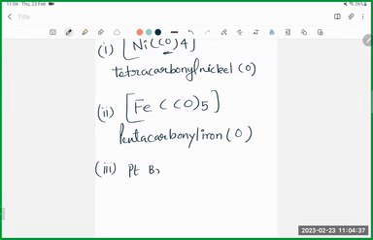Pt, Br, Cl. No, change it a little, because that will be a little lengthier for you. Pt, Cl2, (NH3)2. This one you do. Left and right side we do not have anything. Even the sphere does not carry a charge.